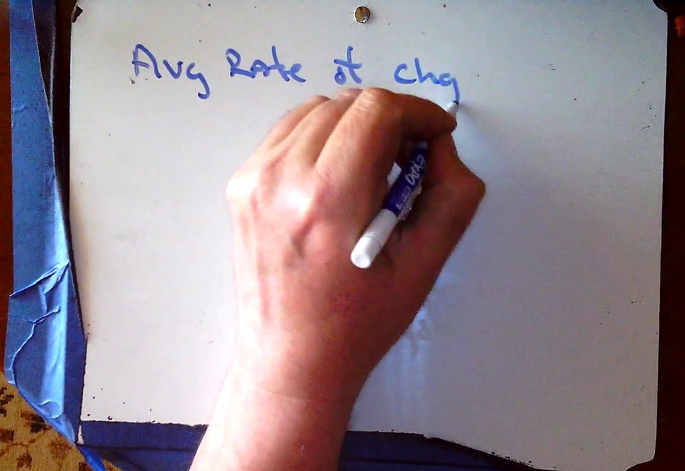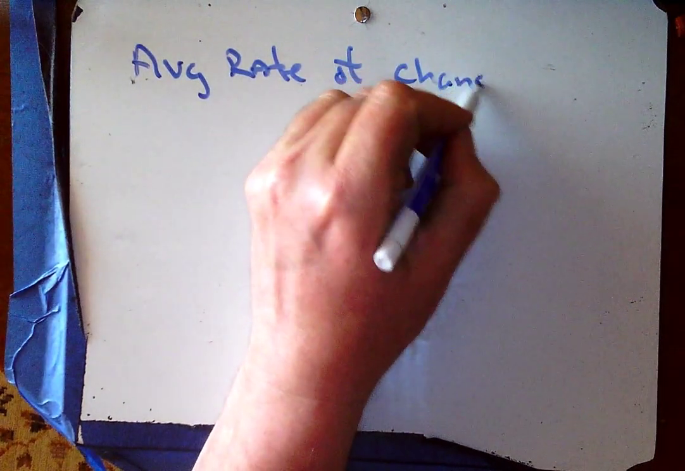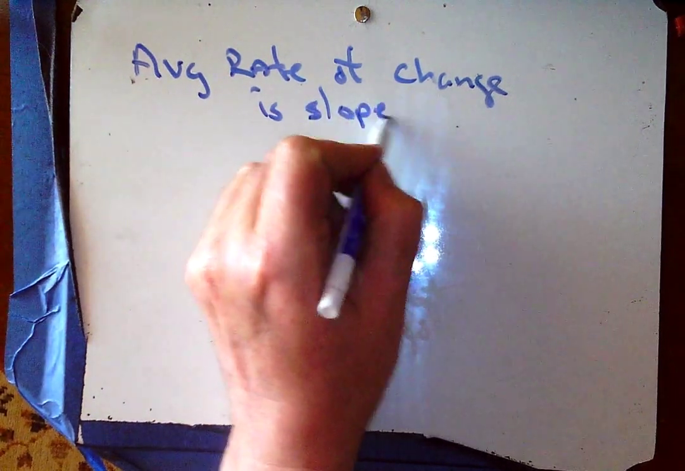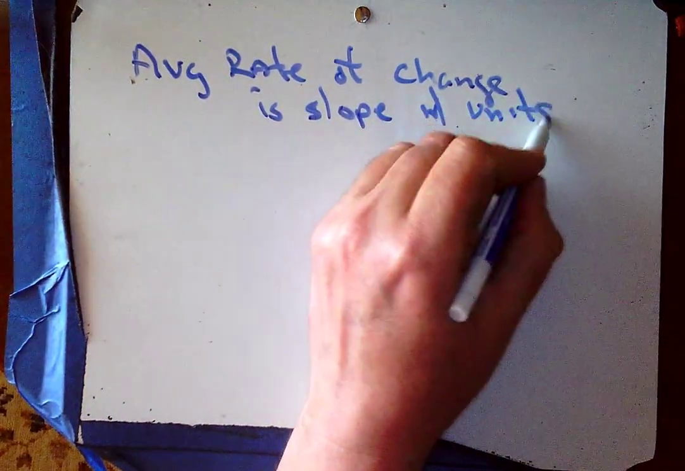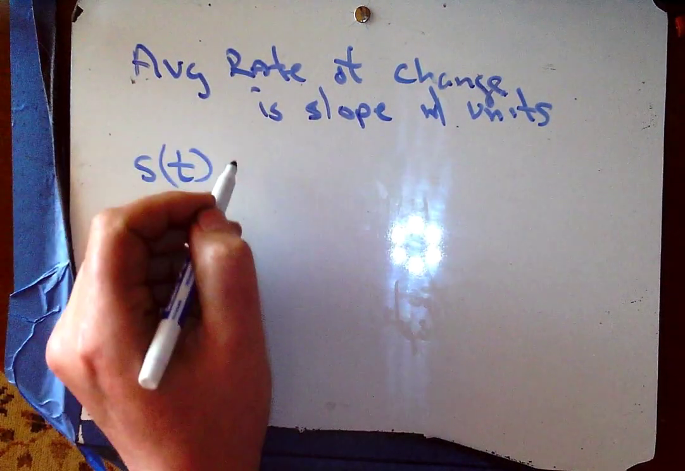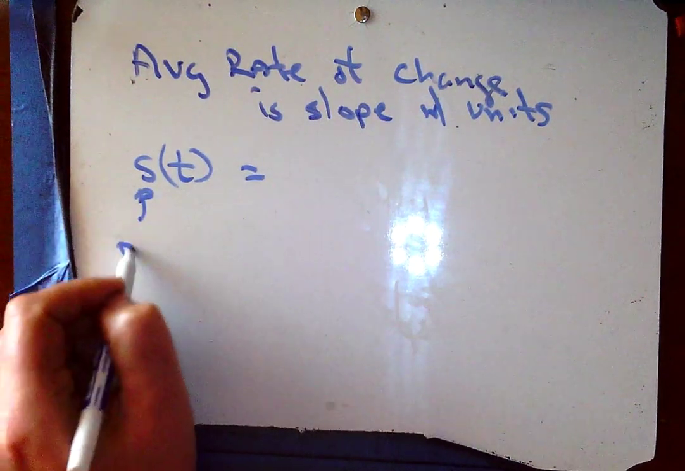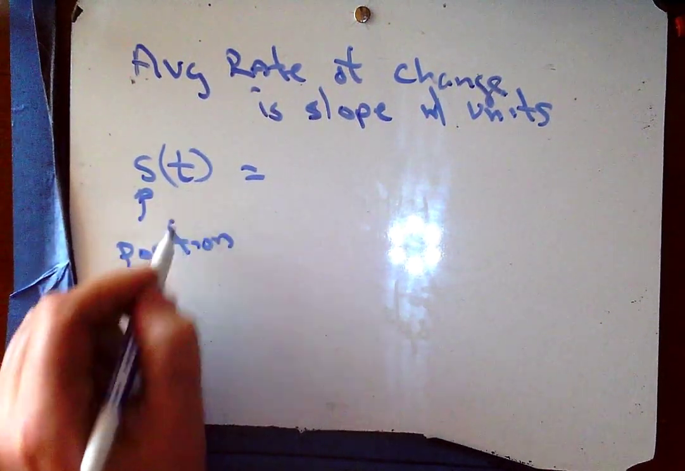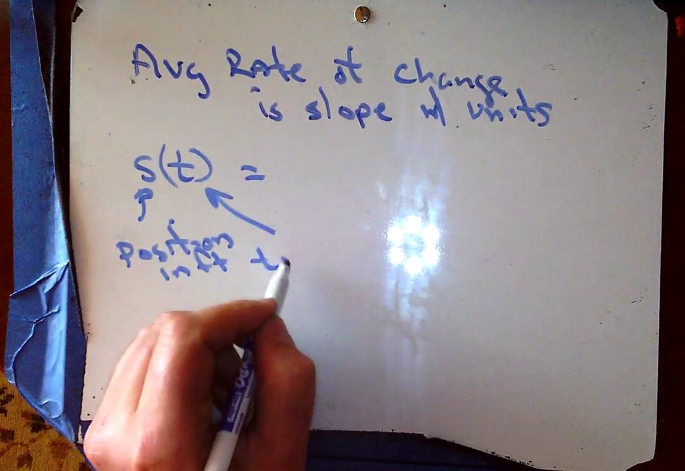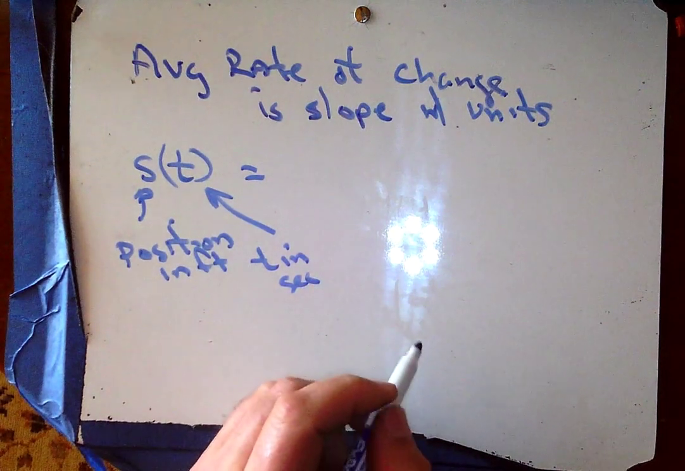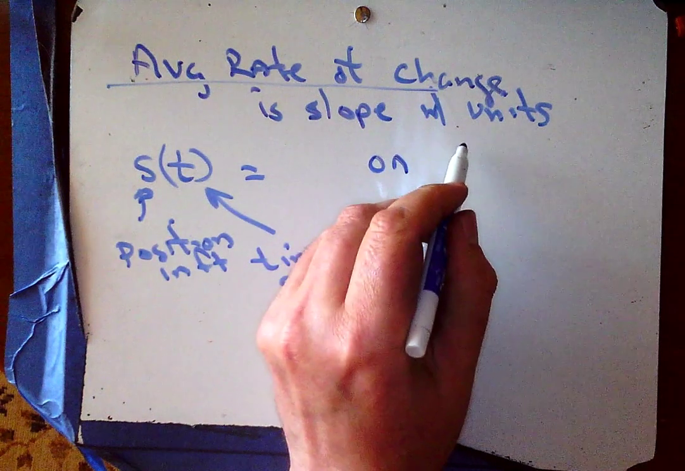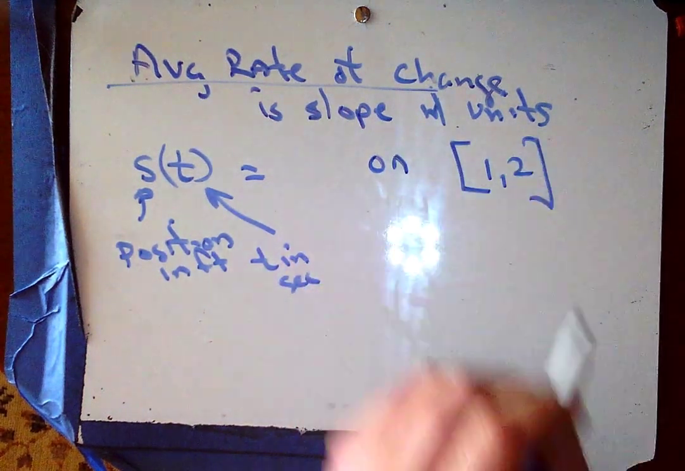Remember, average rate of change is slope with units, okay? So, let's say I have S of t. This is position in feet as a function of time in seconds. And I'd like to know the average rate of change on 1 to 2.